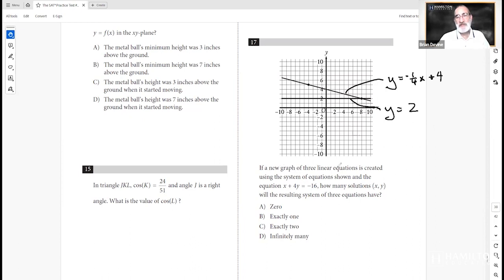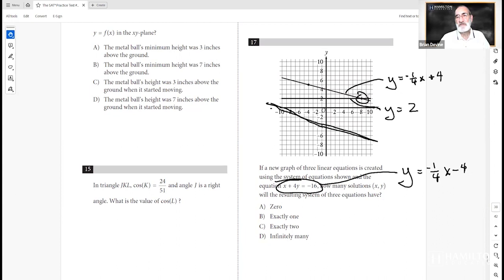If a new graph of 3 linear equations is created using the system of equations shown, 2 lines we got there, and this one, well, look at this one. This is y equals negative 1/4 x minus 4. And so this is going to be parallel to the line above. That's not very parallel, but it's not even going to cross the other 2 lines at this particular place.